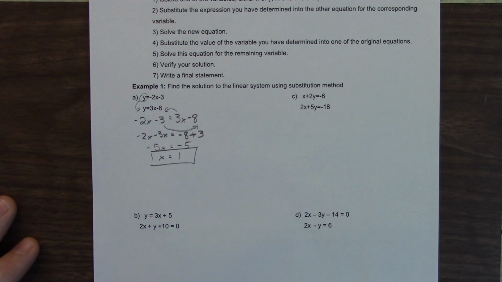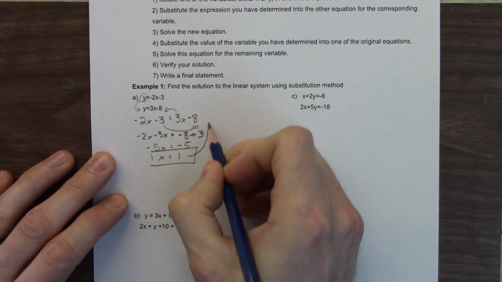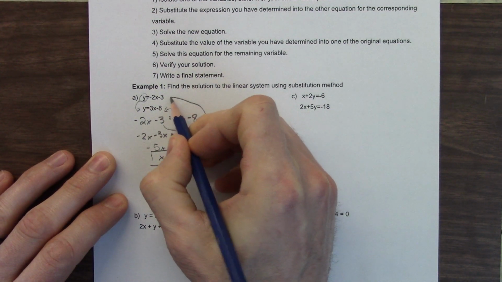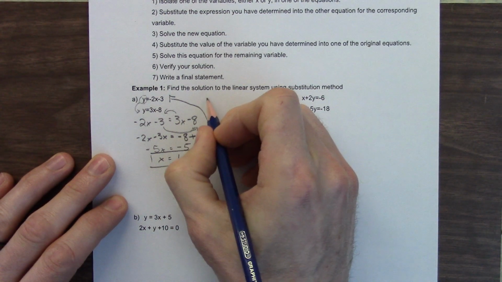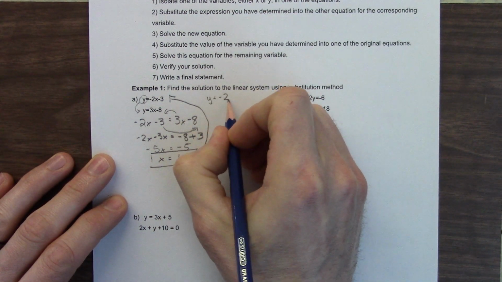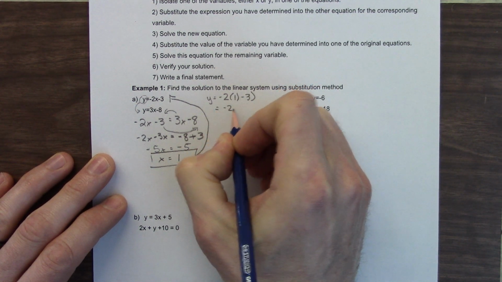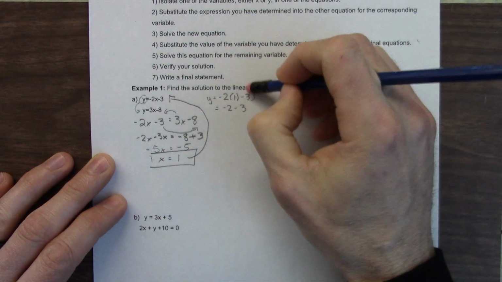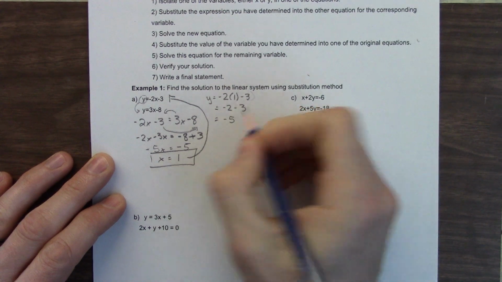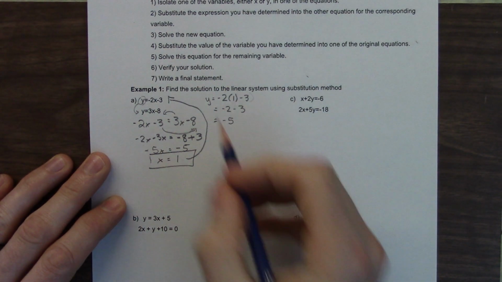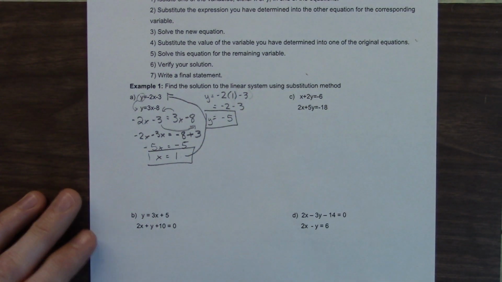Any questions there? All right, now that I have x equals 1, I can sub that back into either equation. Let's just sub it into the first one. I'm going to get y equals negative 2x minus 3. We get negative 2 minus 3. We get y is equal to negative 5. All right, so there are my two values for x and y.